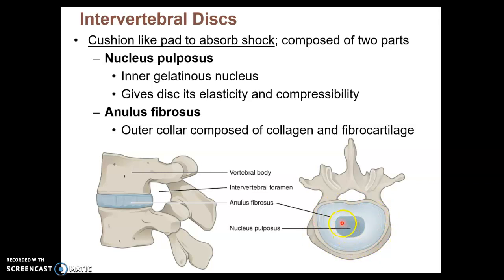Well, that jelly could squeeze out of the donut, and that would be a bulging disc. If you ever heard that term before, that's when the nucleus pulposus breaks through these annular fibers and then starts affecting nerves around the spinal cord.